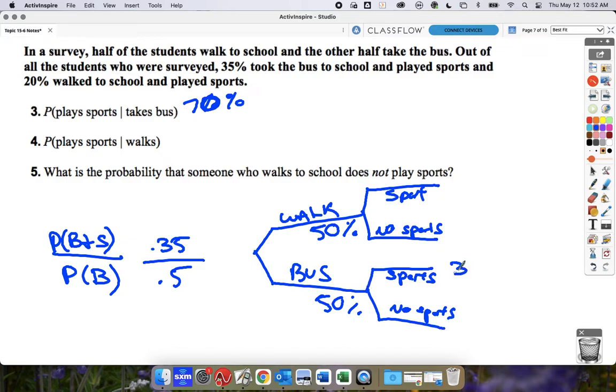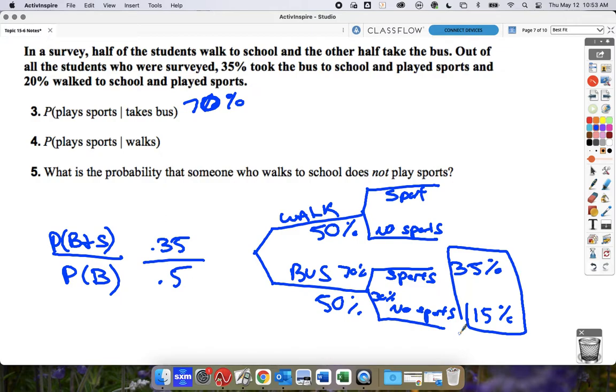Does it make sense that 50 times 0.7 equals 0.35? So 70% of 50 is 0.35. Now we can start more mathing. If 70% played sports, how many didn't play sports? 30%. So that accounts for 100% of the bus riders. So 50 times 30% is 15%. That gives me 50% of my bus riders.